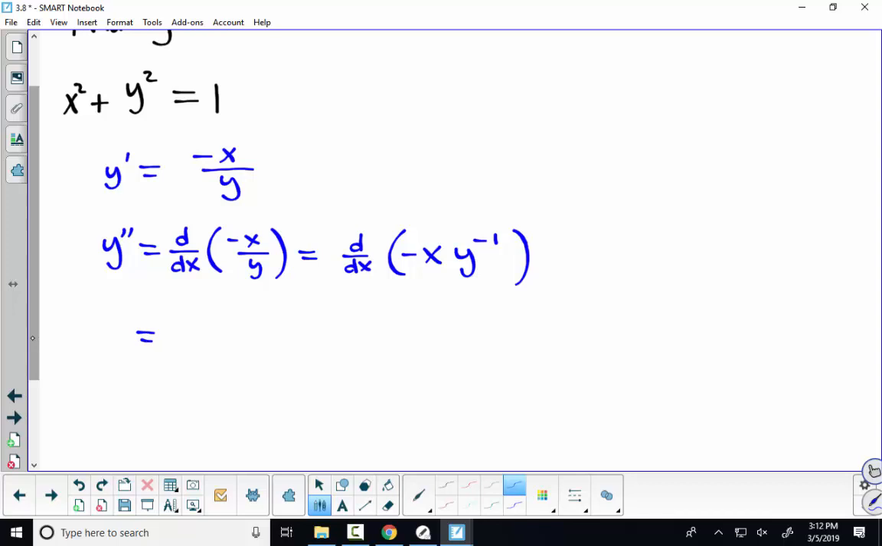At the bottom, y times the derivative of the top. The derivative of negative x is negative 1. Bottom times the derivative of the top, minus the top times the derivative of the bottom. Derivative of y is just y prime. All over the bottom squared.